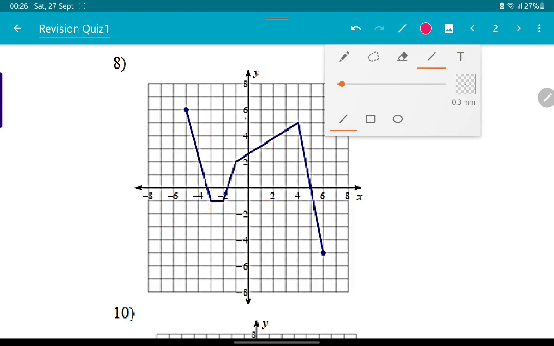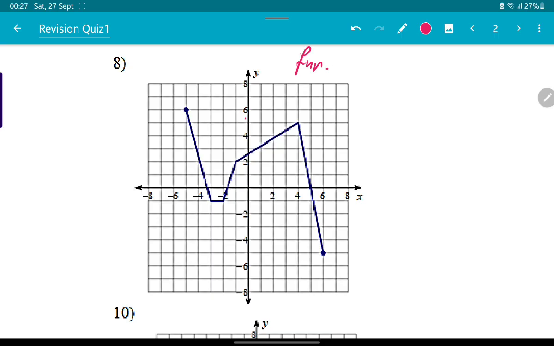So this is a function because for every input there is only one output. For every input we have only one output.